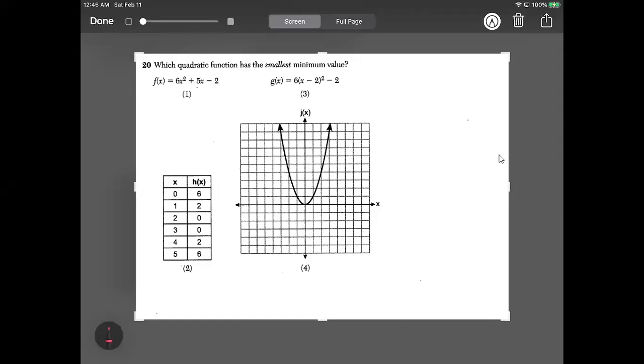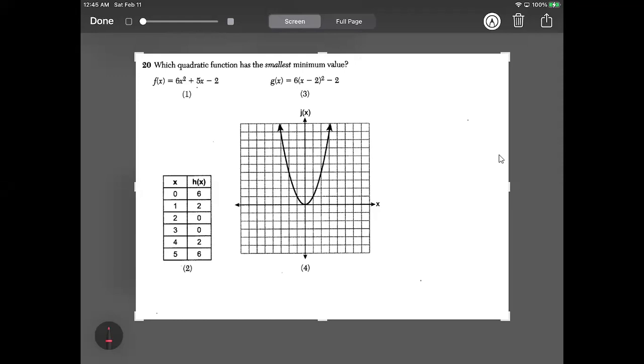This is problem number 20 from the January 2023 Regents exam. And I am going to solve this using the calculator, or part of the calculator, because I think it'll help you answer these kinds of questions. So let's go. Question number 20 says, which quadratic function has the smallest minimum value?